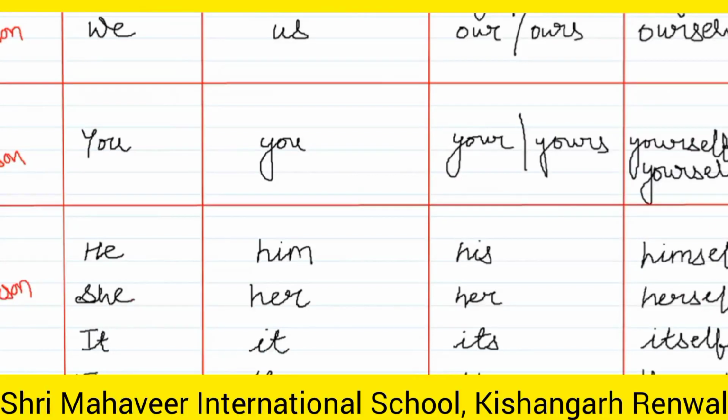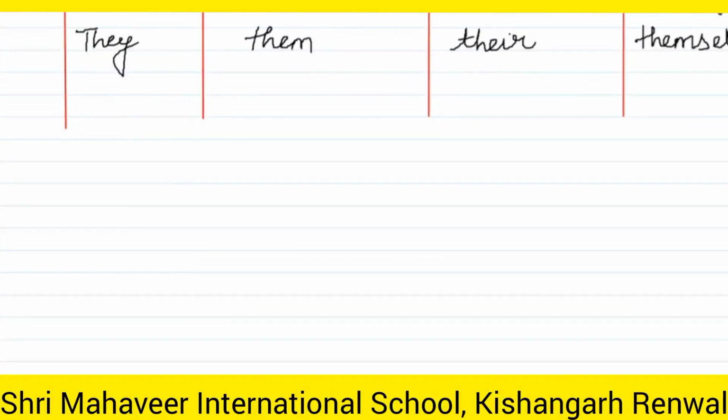Then she, objective case is her, possessive case is her, and reflexive would be herself. Then its, and itself, and the last one, they, objective case is them, reflexive is themselves, and possessive is their. After finishing with this, we need to understand the rule. So here we go with the rule.